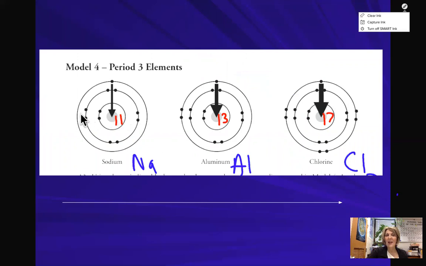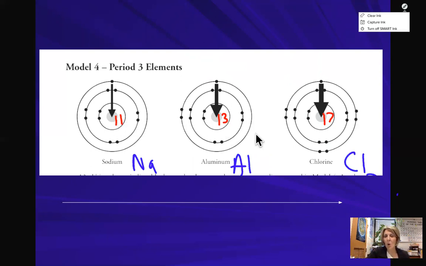And the reason why is that as you go across the row, so if you look at the third energy level, or the third row, third period, sodium, aluminum, and chlorine, all those electrons are getting added basically the same distance from the nucleus. So sodium has 11 protons and 11 electrons, aluminum has 13 protons and 13 electrons, and chlorine has 17 protons and 17 electrons. But do you see that when you add electrons, you're not adding them further and further away? It's in the same energy level where you're adding those valence electrons.